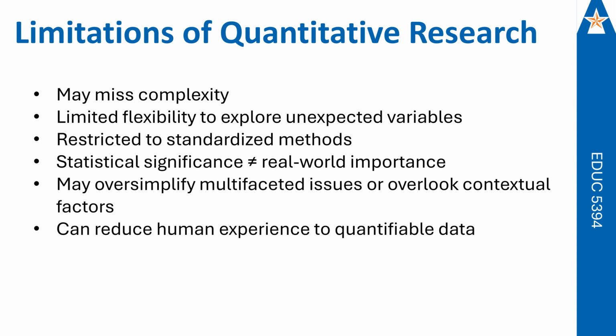Quantitative research also has limitations because it can miss the complexity and context of real-world social issues by relying on fixed measurements and standardized methods. It may oversimplify experiences, and statistical significance does not always reflect real-world importance. Because of this, it may not fully capture emotions, perceptions, or individual differences the way qualitative research can.